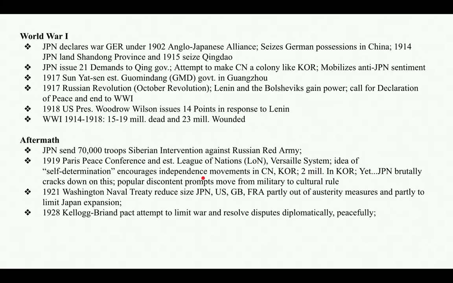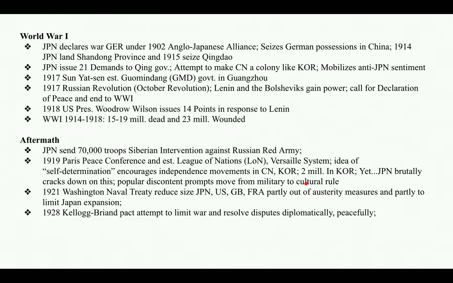Well, Japan quickly and brutally cracked down on this. And this brought a lot of popular discontent, and then Japan had to shift its policy from a more military policy of military rule to cultural rule in China, in Korea.